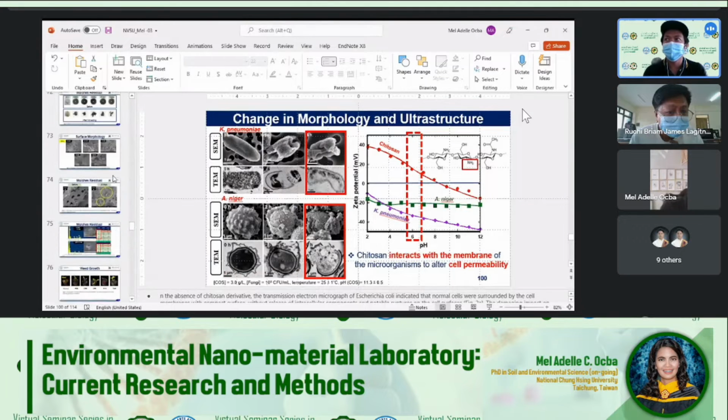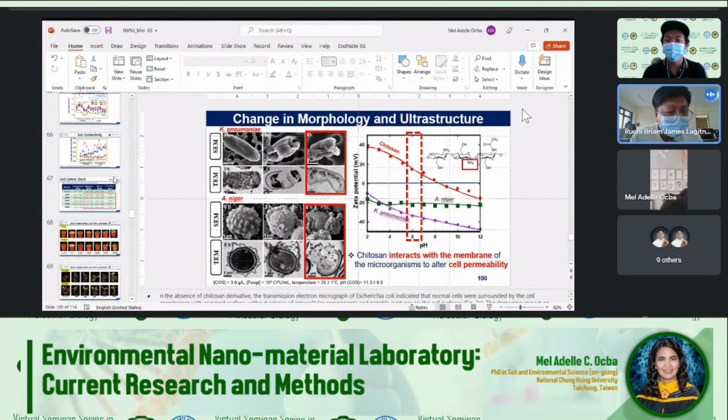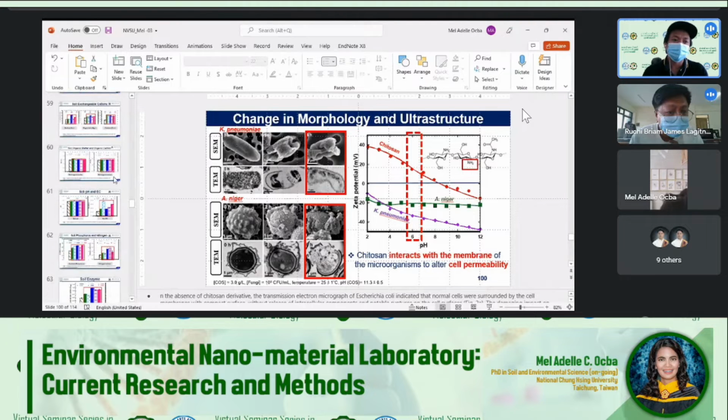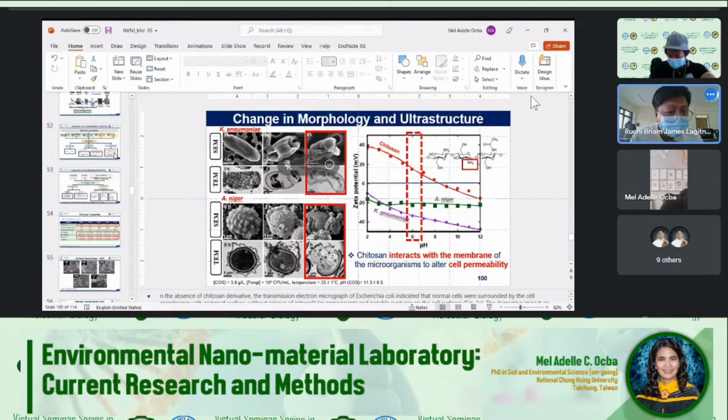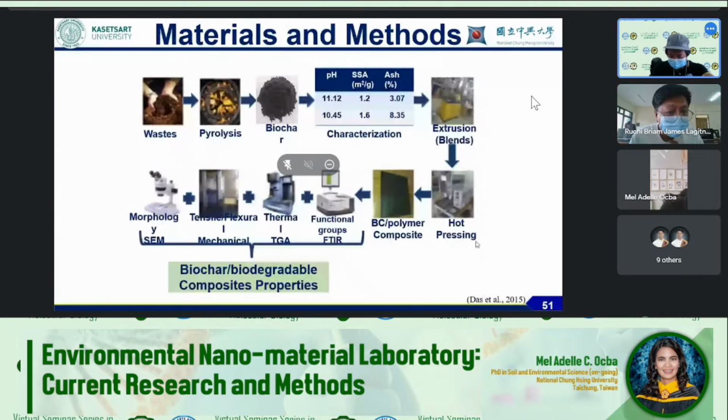Let me show you this, because they can make that into their thesis, right? Yes, later on in their thesis. So I think this will answer the question. Okay, so how did we synthesize this biodegradable mulch?